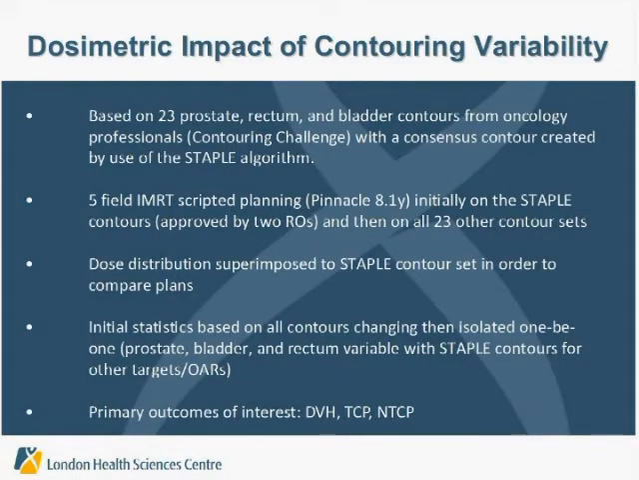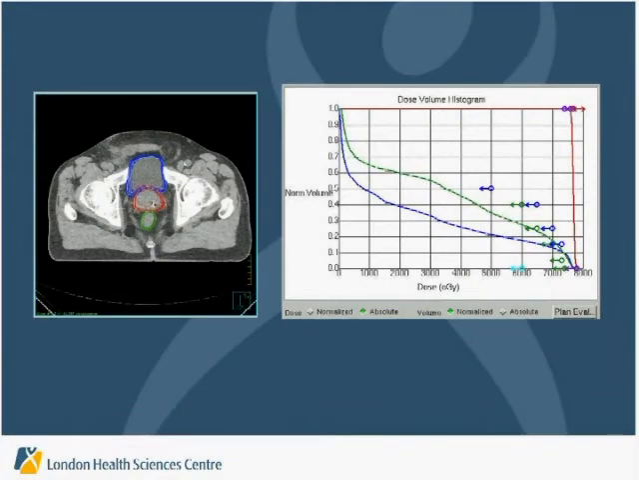But we actually took some of the data from the contouring challenge and then propagated that with a 5-field IMRT scripted plan with Pinnacle, and then planned all of those in a very similar fashion, put all the dosimetry back onto the staple contours in order to compare plans. And then we actually looked at the actual ramifications of that variation with regards to prostate, bladder, and rectal DVH. And so that's what we've done. We haven't finished this work entirely, but we do have some interesting initial data.